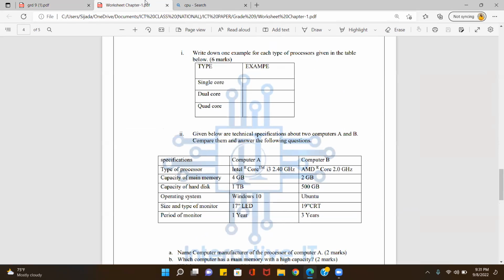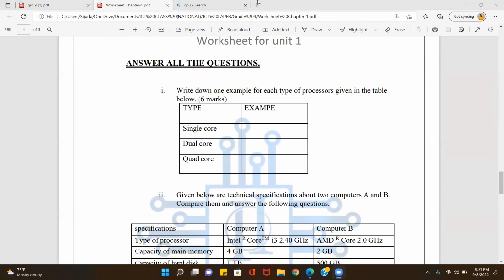You all are going to tell me an example of a single core processor. One example. Anybody would like to tell? Yes, go ahead. Okay, Pentium 1. So you can say Pentium 1, Pentium 2, Pentium 3, Pentium 4. The entire Pentium version belongs to what? To the single core.